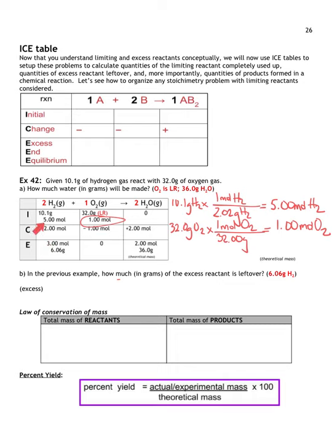So I'm just going to subtract these values, which gives me 3 moles. And of course, with my limiting reactant, I'm going to see that I don't have anything left over of my limiting reactant. And then, of course, 2 moles is what I form of my product. It's asking us to find the amount of water made. And so all I have to do is look at the moles and convert my moles of water to grams.